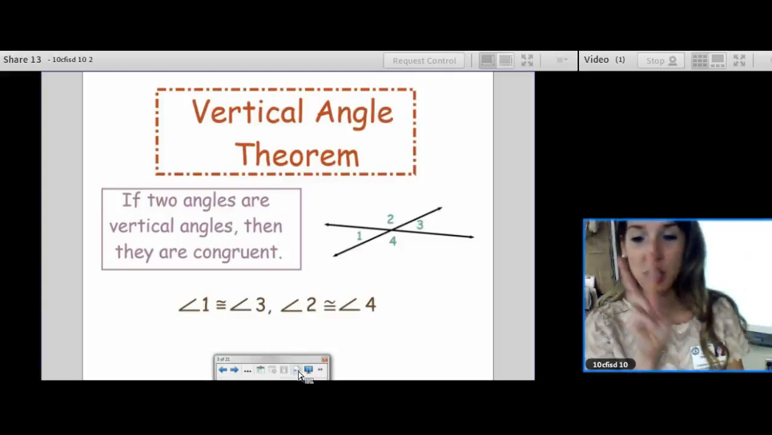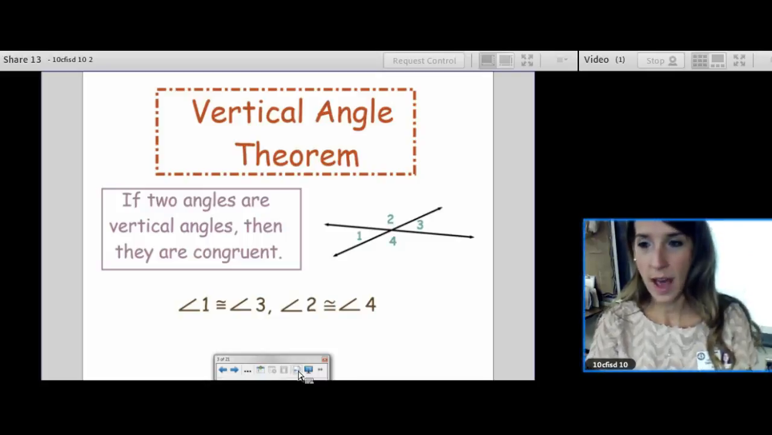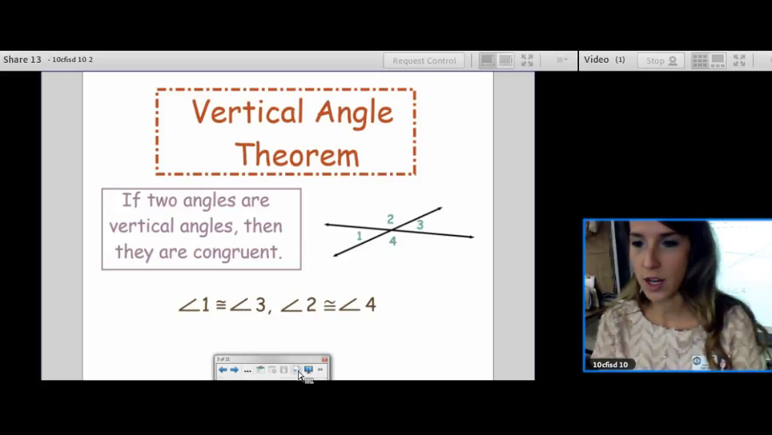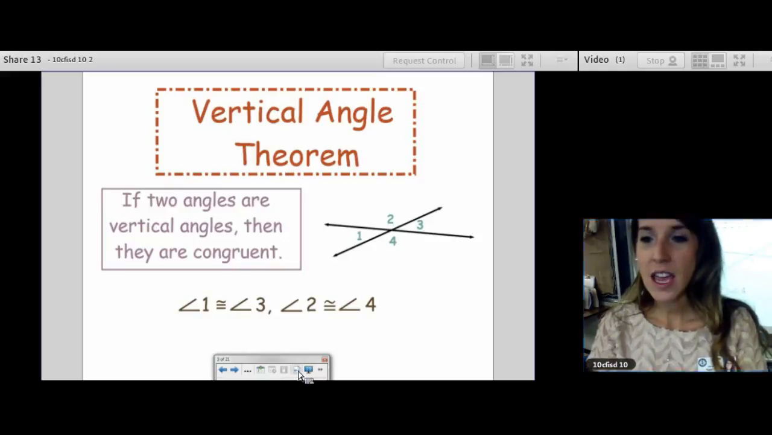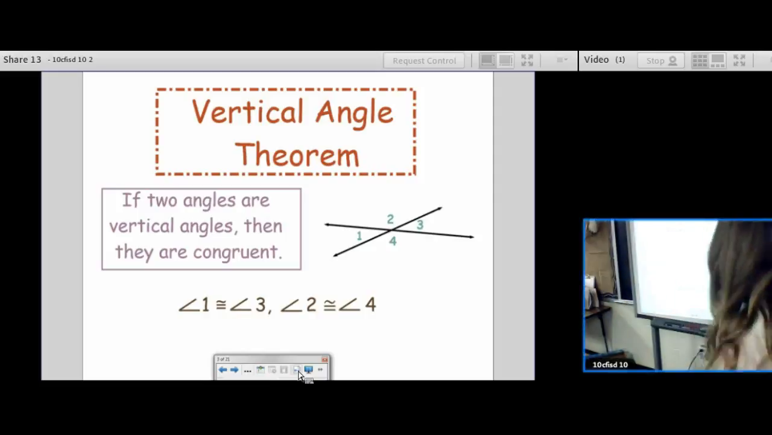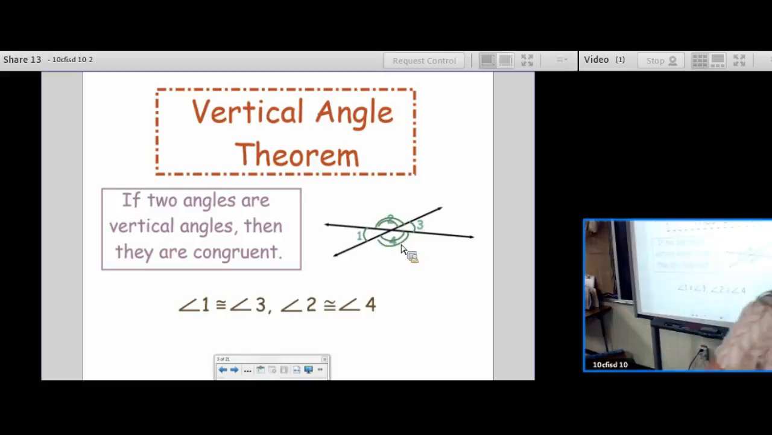Our goal is to learn 2 theorems today and use 2 theorems. Not bad. Discover 2 and use 2. 2 theorems. We can do that. Vertical angle theorem. If 2 angles are vertical angles, then they are congruent. That's an if-then statement. Remember, it's called a conditional. If 2 angles are vertical angles, then they are congruent. So, angle 1 is congruent to angle 3, and angle 2 is congruent to angle 4. And when you mark all of them, it looks like a flower or rose or something.